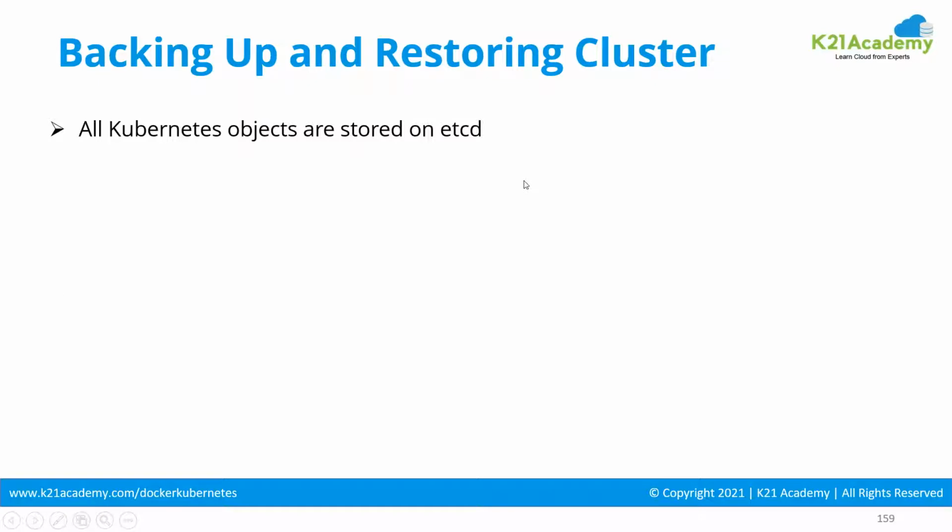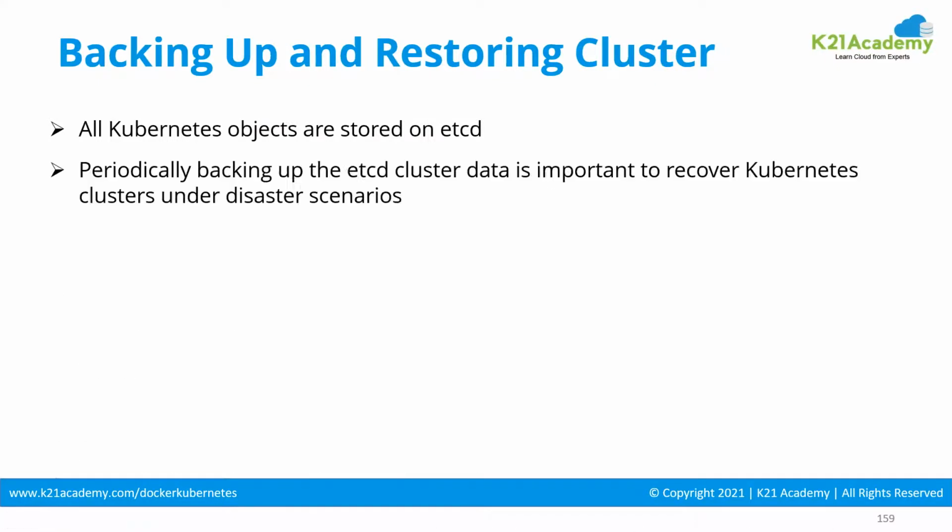So all Kubernetes objects are stored in the etcd database. So it is essential to take a periodic backup. Mostly people might be thinking about taking the backup on a per hour basis, right? If a lot of changes are happening, we can take a backup every 30 minutes also. Or you can take a weekly backup as well as a daily backup.